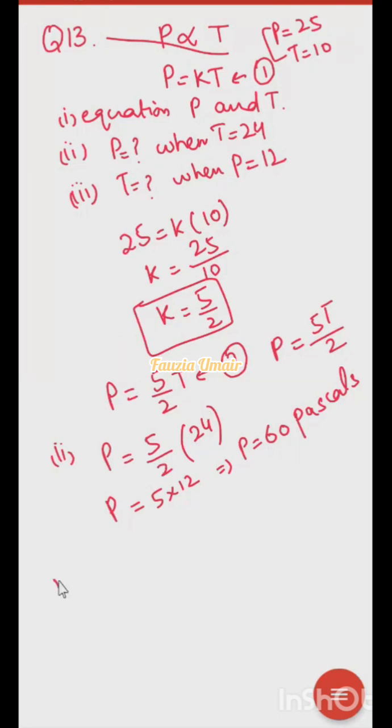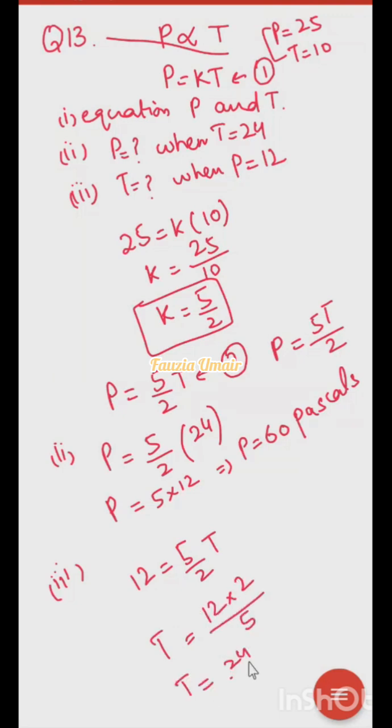Okay, now we will do the third part. The third part is we need to find out the temperature when P is 12. So we'll use equation 2. We'll say 12 is equal to 5 by 2 T. So we need to find out T. We'll take this 5 by 2 to the other side of the equation, so it will get reversed. This 2 is in the denominator, it will go in the numerator. So T is equal to 12 multiplied by 2 divided by 5. Okay, so T is equal to 24 by 5. And if you solve it, what is 24 by 5?